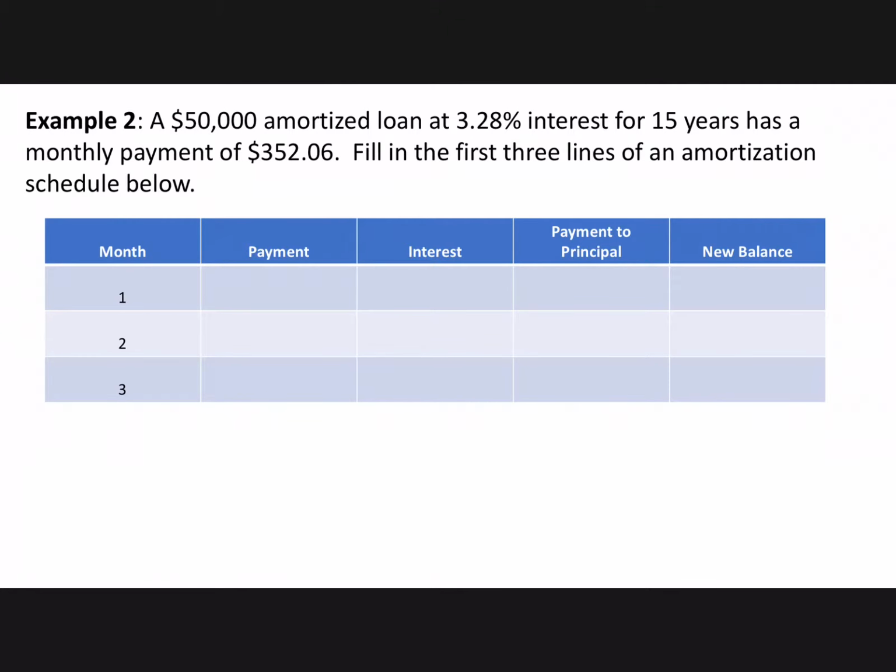A $50,000 amortized loan at 3.28% interest for 15 years has a monthly payment of $352.06. Fill in the first 3 lines of an amortization schedule below. An amortization schedule is just a table that shows you what happens each month with your loan. Your payment every month is the payment that you've been given, so my payment here is $352.06. I'm going to fill that in for each month.